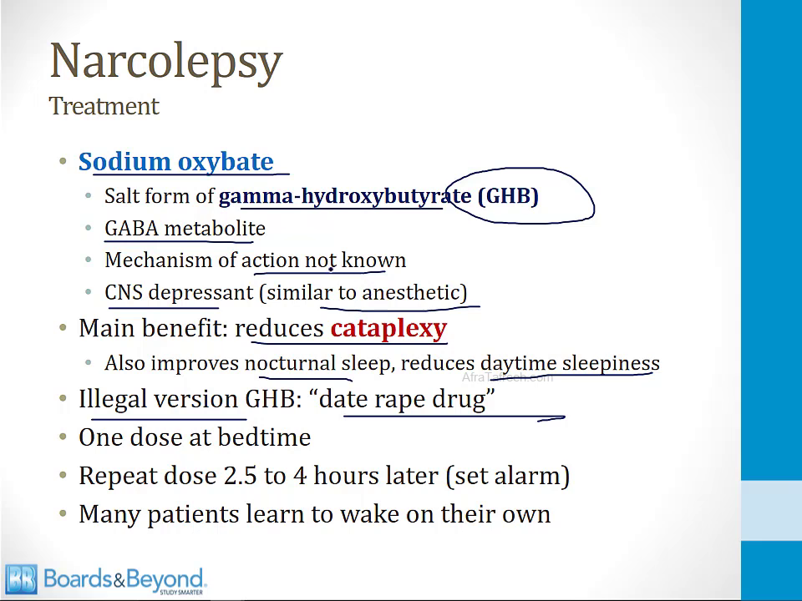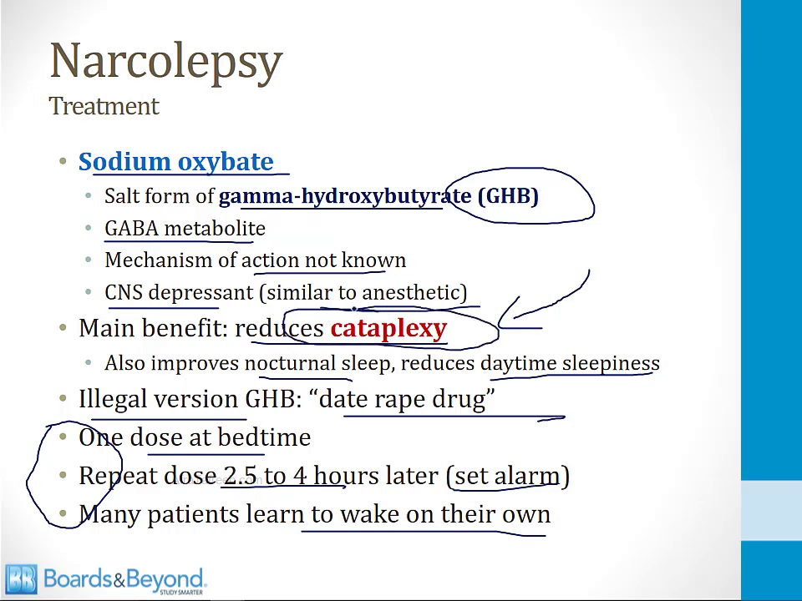The way patients take this drug is complicated. It's given as a liquid at bedtime, and then patients have to wake about 3 to 4 hours later to take another dose. They often have to set their alarm, although over time they learn to wake on their own. So this is a complicated process to take this drug, but many patients with narcolepsy are willing to go through it because it's effective for multiple features of the disorder, including the cataplexy attacks, which can be very embarrassing and disabling. And that concludes our video on sleep disorders.